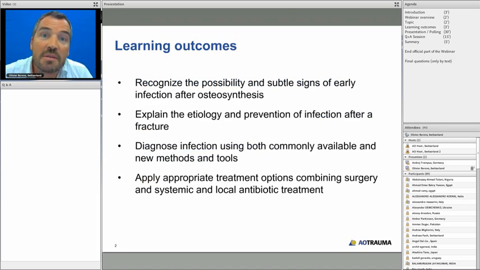During this meeting, what are we going to talk about? We have different learning outcomes. We want to learn to recognize the possibility and the subtle signs of early infection after osteosynthesis. We want to talk about the etiology and the prevention of infection after a fracture, what different ways of diagnosing we have and can use, and what the modern tools of making the diagnosis are. And finally, we want to discuss antibiotics and the combination of local antibiotics, systemic antibiotics, and surgery.